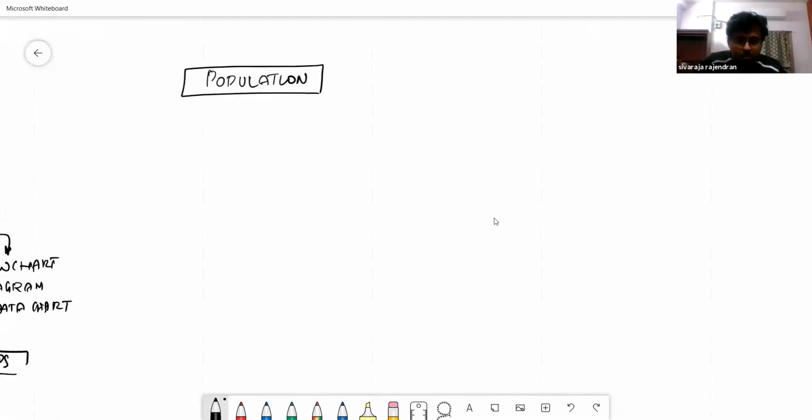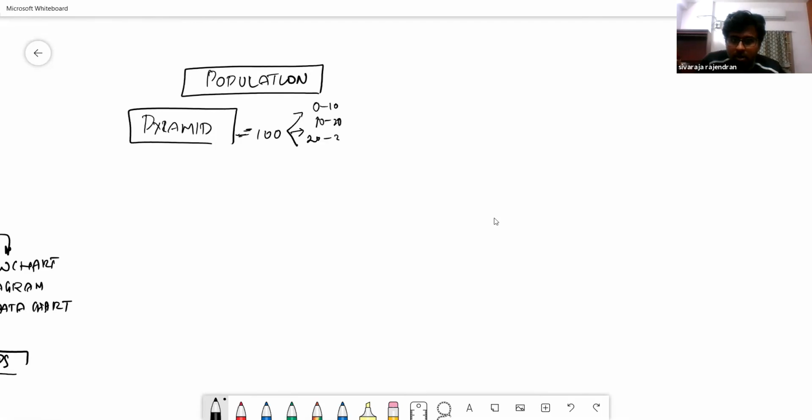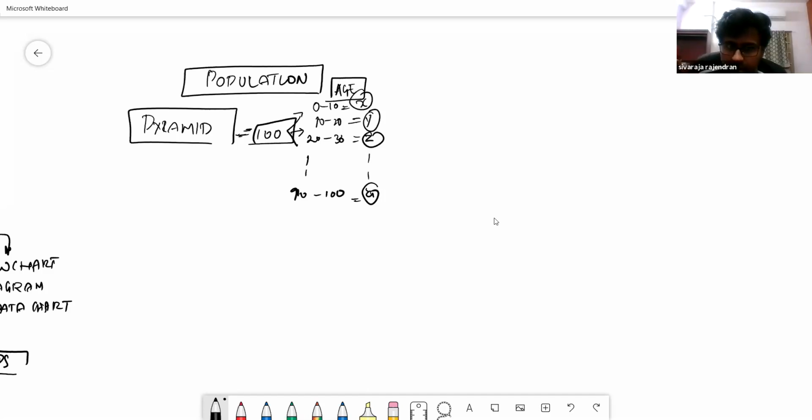In population, you have to know something called the population pyramid. What is this population pyramid? Let us assume there are 100 people. I will take age groups 0 to 10, 10 to 20, 20 to 30, and so on up to 90 to 100. So this many people are there in this age category. In each age category, I am constructing some numbers, X, Y.